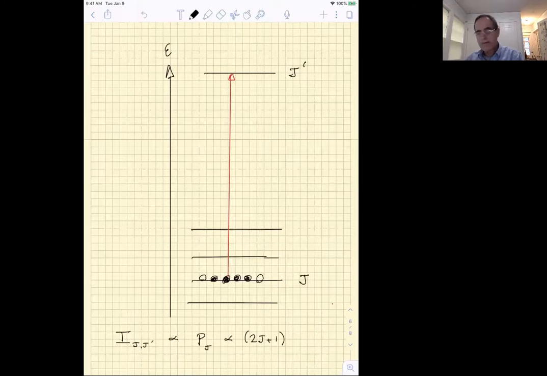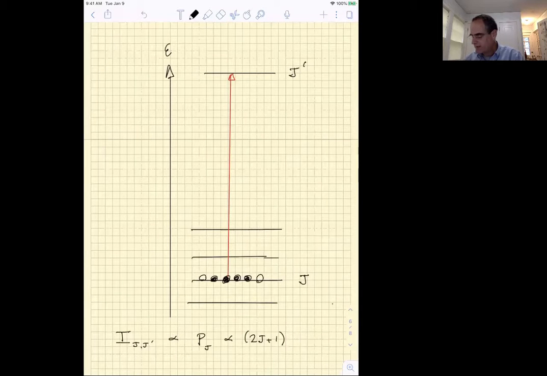Okay, where does that come from? Remember, J only specifies the magnitude of the angular momentum. To fully specify the angular momentum, we also have to know its z component, which is specified by the magnetic quantum number. And for every value of J, there are 2J plus 1 different distinct magnetic quantum number values. So that's where that's coming from.